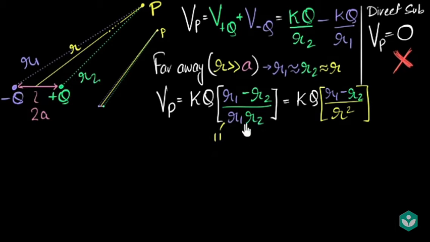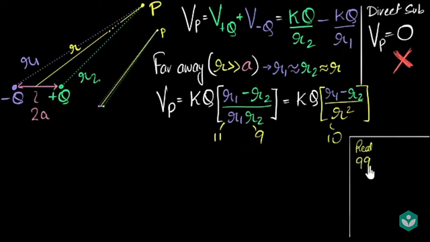Let me take imaginary numbers. R1 was, say, 11, and let's say R2 is smaller, let's call it 9. Let's say R, somewhere in between the two numbers, is 10. Let's see what happens when we approximate the actual value. Well, that is 11 times 9, that's 99. What's our approximation in this case? It's 10 squared, which is 100.